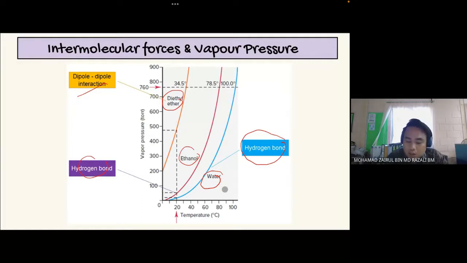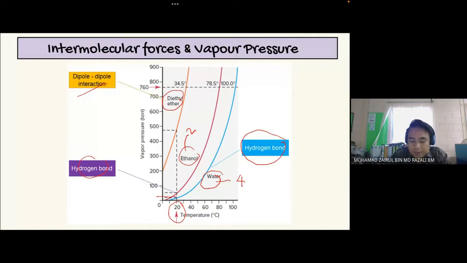Sebab water dia boleh form 4 hydrogen bond per molecule. However, ethanol can only form 2 hydrogen bond per molecule. So maknanya the hydrogen bond inside ethanol is weaker compared to the hydrogen bond between the water molecules. Kalau awak tengok, kalau saya ambil at the particular temperature, contoh 20 degree Celsius, the vapor pressure water sikit. Vapor pressure ethanol lagi tinggi daripada water, dan vapor pressure diethyl ether is the highest.